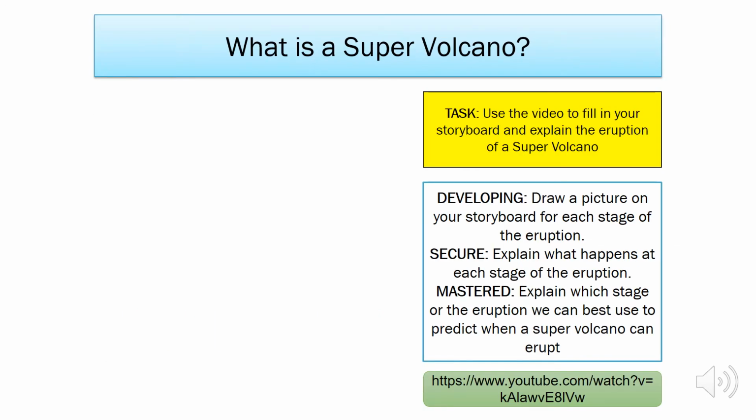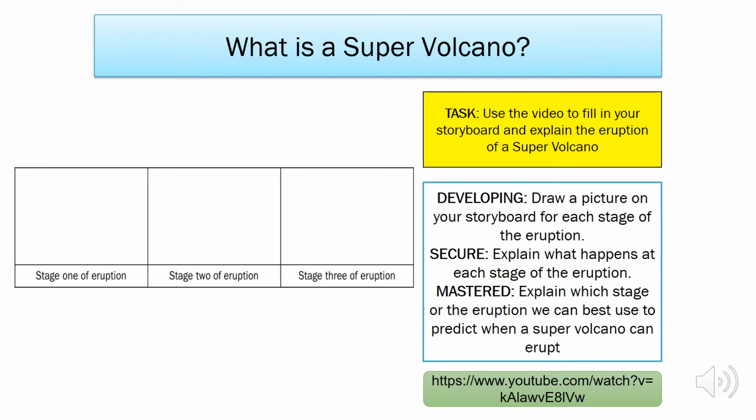The first part of your learning journey is looking at what a supervolcano is. You're going to use the video linked on the class charts to fill in your storyboard and explain what a supervolcano eruption looks like. If you're working at development level, you're going to draw a picture for each stage of the eruption. If you're working at secure level, you're going to explain what happens at each stage using your pictures and the video linked on class charts.